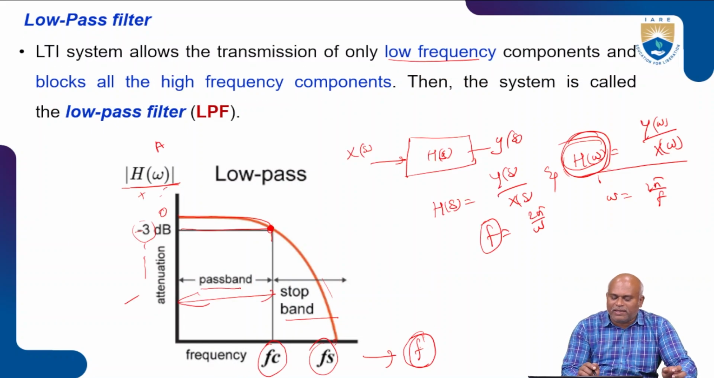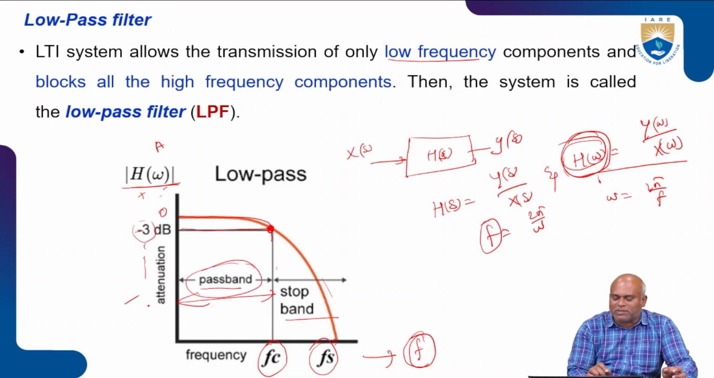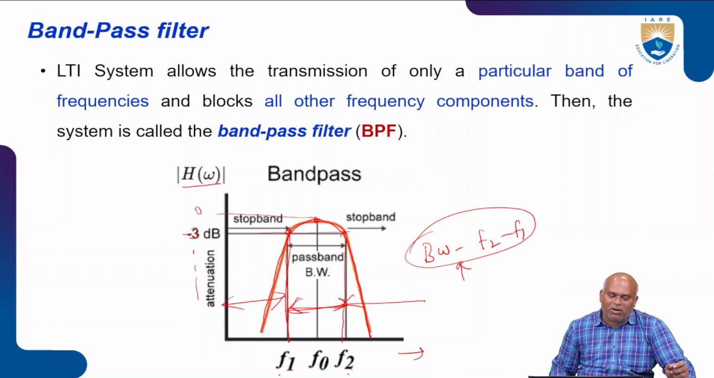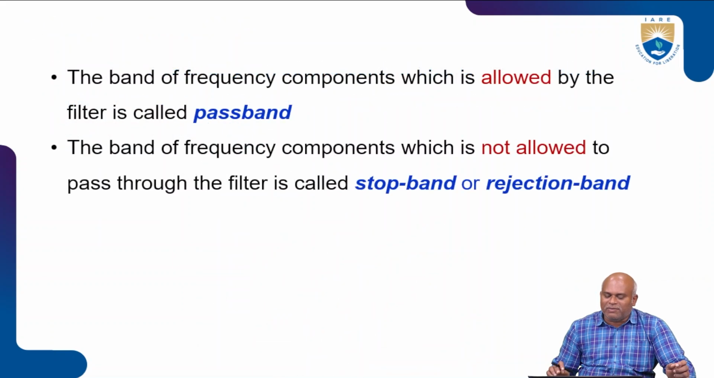For the low pass filter, what will happen when the 3 dB point touches the frequency response? Here the pass band will happen, so 0 to FC is represented as a pass band. Like that, it will happen for all pass band conditions in the filters.